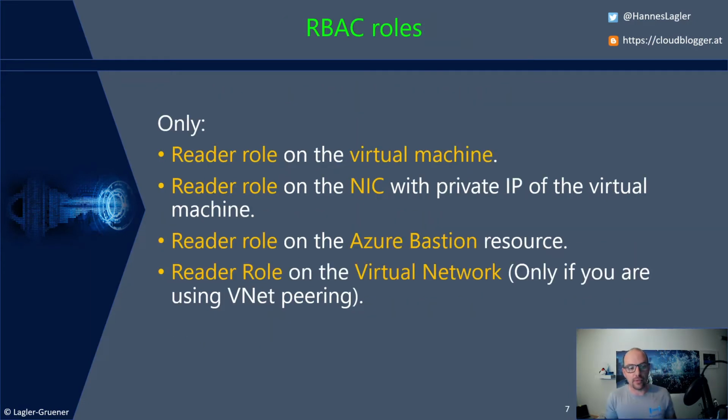Which roles are required? Normally you only need a reader role on the VM, and a reader role on the NIC. You need a reader role on Azure Bastion, and if you have a VNet peering, so you have more VNets and you want to connect from the Bastion host, which is located, for example, in West Europe, to a peered VNet located in East US, you have to have a reader role on the virtual network too. It's only required if you have a VNet peering in place. Okay, that's it from the RBAC role requirements.